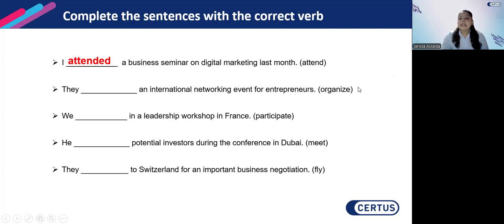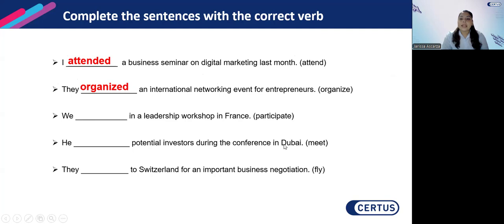The second one, the verb is organize. Look, organize is ending in the letter E. So what do we have to do? We are not going to add ed, just the letter D. So they organized an international networking event for entrepreneurs.